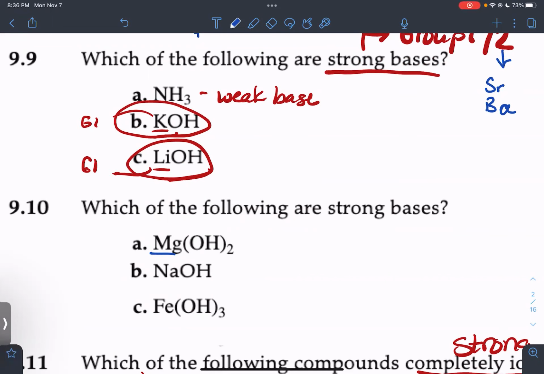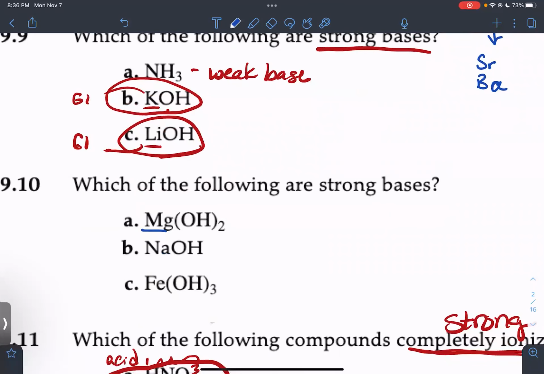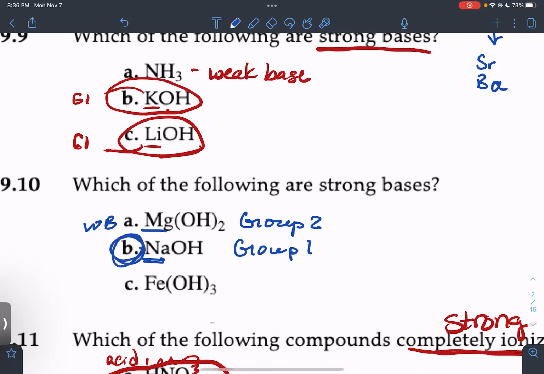So our strong ones are really group 1, strontium and barium. So is magnesium in group 1 or strontium or barium? No, it's in group 2, but it's not strontium. So we're going to call this a weak base. Okay, NaOH. Na, sodium, is in group 1, right? So we know that that one is going to be strong.